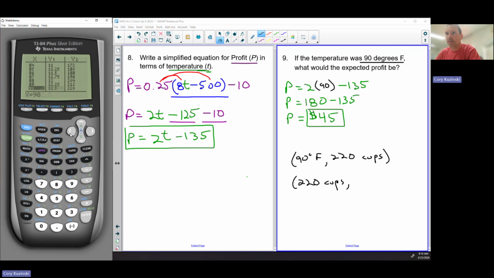So now I got to go over here. We're going to scroll all the way down. This is not the most efficient way. Doing the equations like we've already done is the most efficient way. But I'm just trying to prove it to you another way how this can be done. So I'm going down to 220 cups now because X is my cups input for this first equation. And this should tell us a $45 profit at 220 cups. There it is, $45 profit.